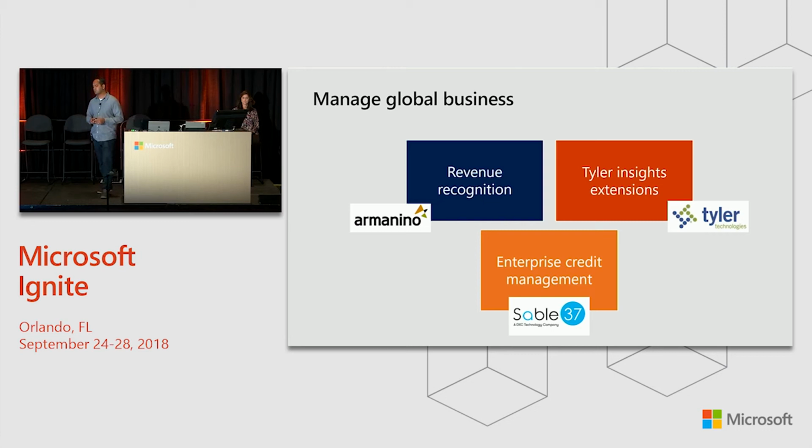In our recent analysis, these are the 3 products that shined. One was the revenue recognition management module from Armanino, Tyler Insight extensions from Tyler that bring a lot of public sector functionality, and the enterprise credit management solution from Sable 37. It totally made sense. A lot of customers are using them. We decided that we're going to acquire the license for these products, bring them into finance and operations, and ship them as part of finance and operations. So I'm pleased to announce that by spring of 2019, these modules will be available in finance and operations out of box with no additional cost to the end users.